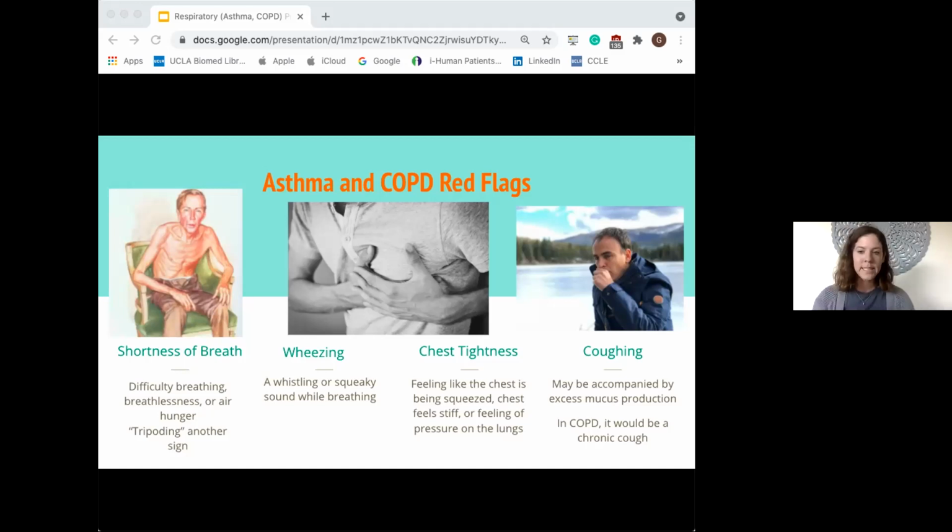Wheezing, which is a whistling or squeaky sound while breathing. Chest tightness, which might feel like the chest is stiff, being squeezed, or a feeling of pressure on the lungs. And coughing, which may be accompanied by excess mucus production. And in COPD, this is a chronic or ongoing cough. Now, it's important to keep in mind that some of these symptoms are not exclusive to asthma and COPD. So just keep that in mind as well.